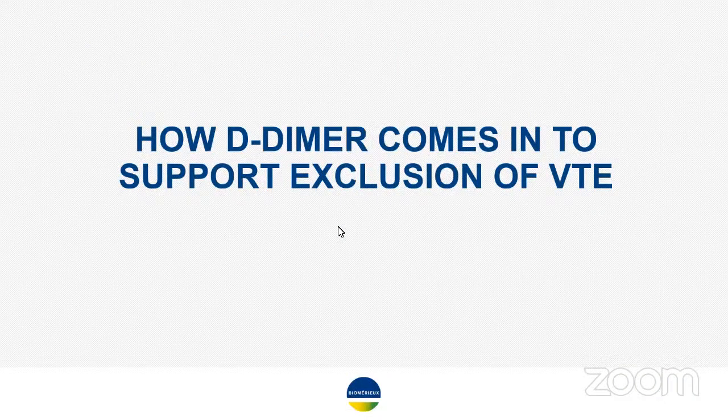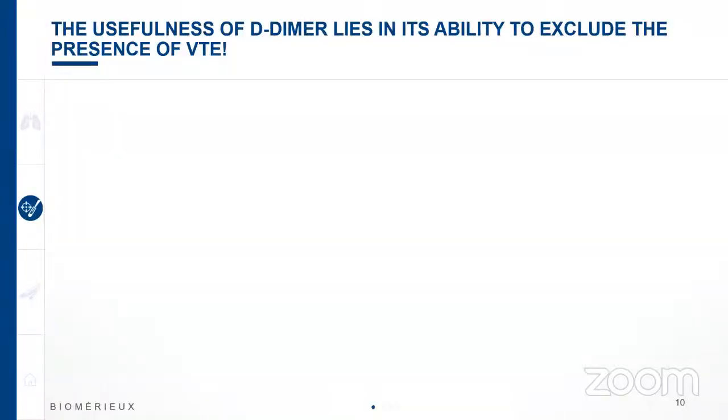So how does D-dimer come in? We're talking about venous thromboembolism, and how does it come in to support the exclusion? Now, you'll note the term we're using here is exclusion. So not all tests, and I'm sure, as good laboratorians, we know, are for confirming a diagnosis. Some are actually for excluding. And D-dimer, in this case, for venous thromboembolism, is actually an exclusion test.